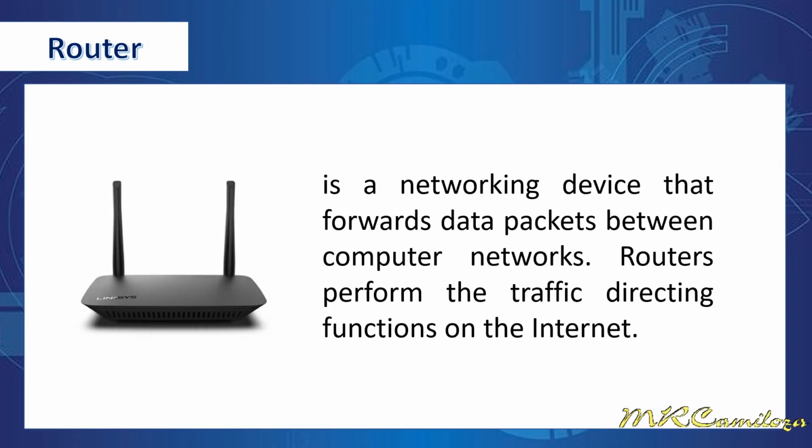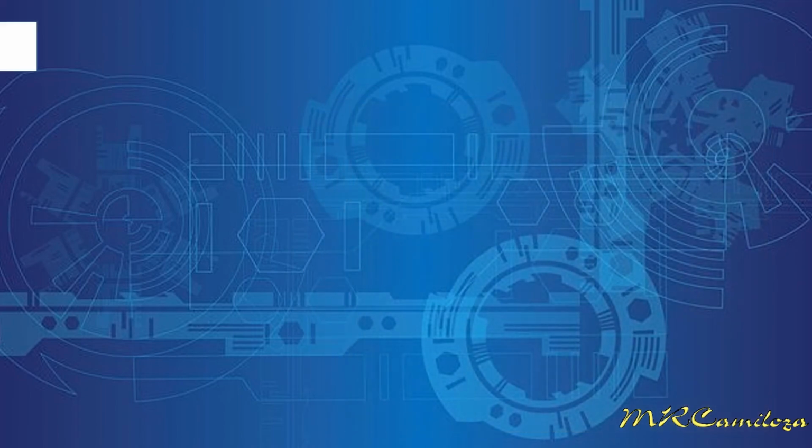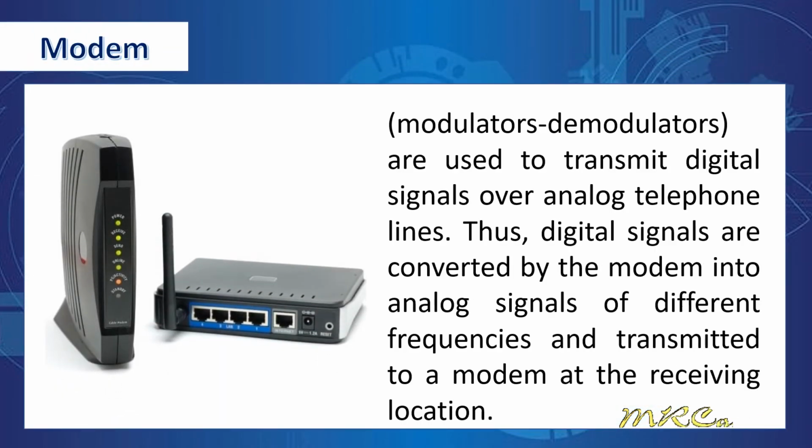Router. A router is a networking device that forwards data packets between computer networks. Routers perform the traffic directing functions on the internet. Modem, or modulator-demodulator, is used to transmit digital signals over analog telephone lines. Thus, digital signals are converted by the modem into analog signals of different frequencies and transmitted to a modem at the receiving location.